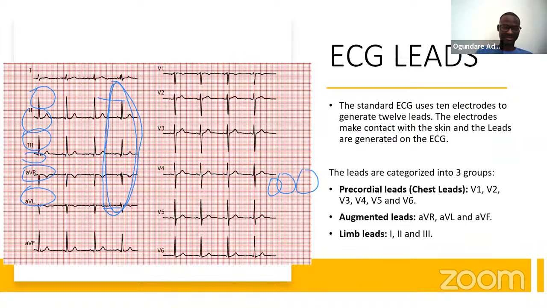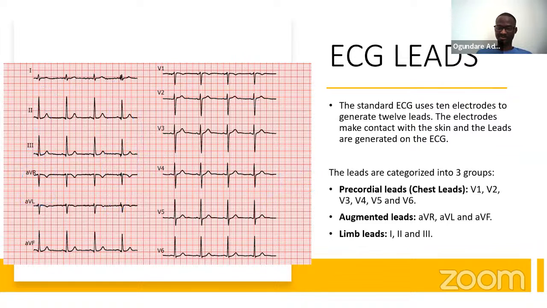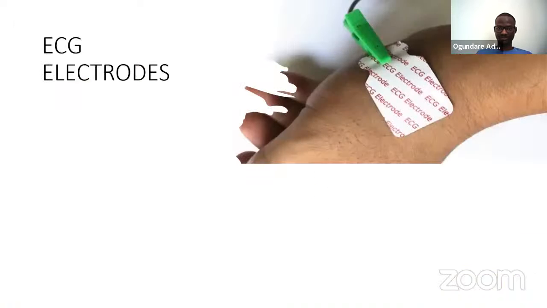So that's how we get the 12 leads, the standard 12 lead ECG. I'll take us to the electrodes quickly. Like I was trying to explain, the electrodes are the stickers you use on the patient, and you can see that in the image showing on your screen.